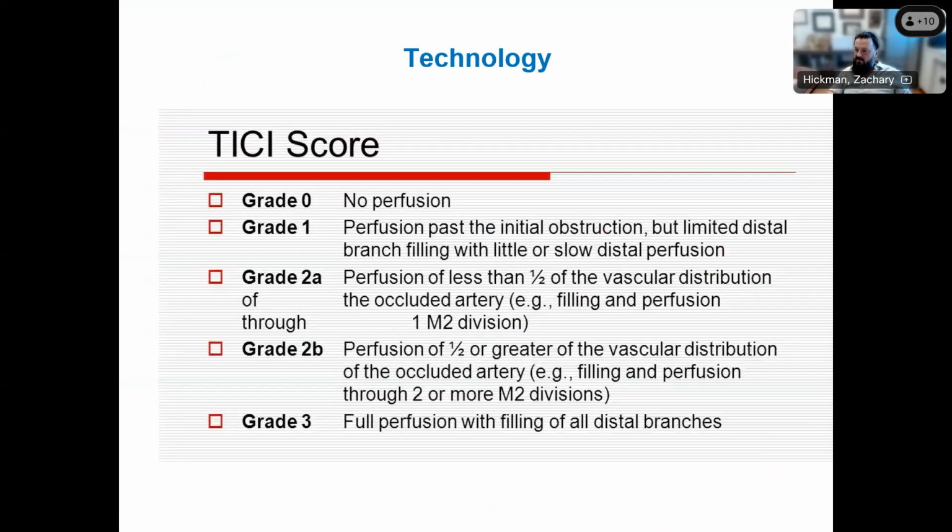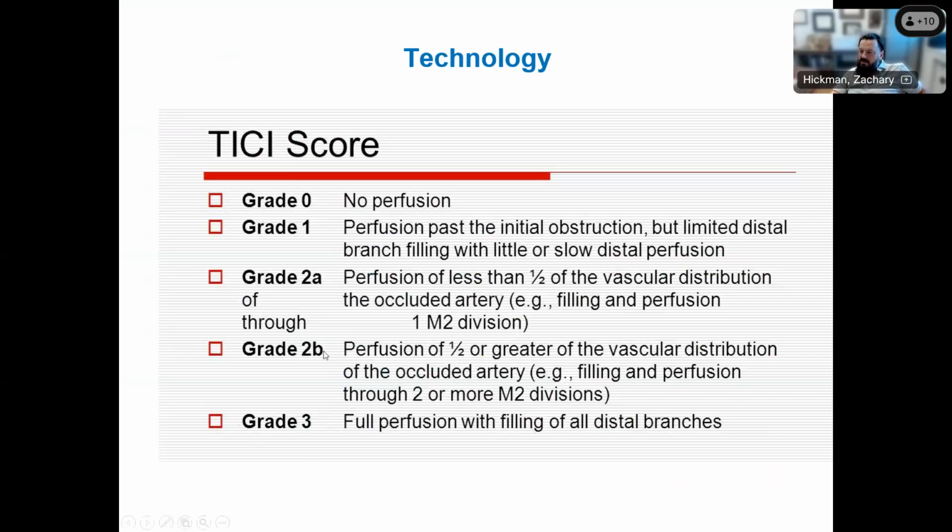One of the ways they score how well you've reperfused the area distal to where the clot is called the TICI score. It goes from grade 0 to grade 3. There are 5 different grades. A grade 0 would mean that you don't get any increased perfusion, or you have no perfusion past where the clot was after you've tried your thrombectomy. That's obviously a thrombectomy that's failed, so that's not ideal. The exact opposite is a grade 3, which is where you have full perfusion with filling of all the distal branches. That's always the goal: we'd like to see a TICI 3 result, where after the clot has been removed you have full perfusion.